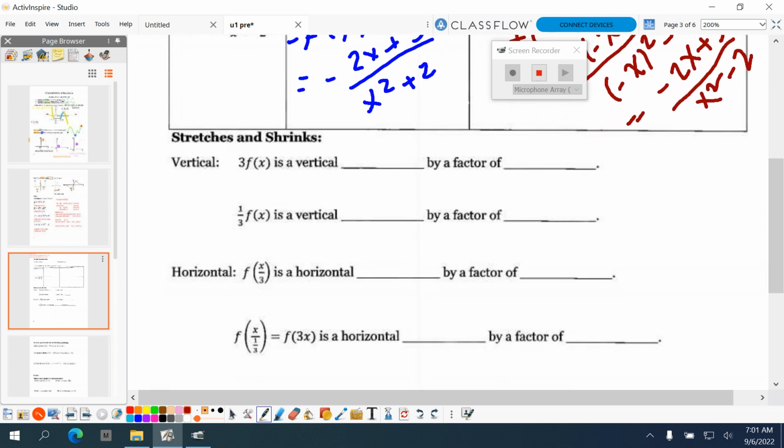So when we're thinking about stretches and shrinking, dilations, that's going to be next. I'll copy that over.